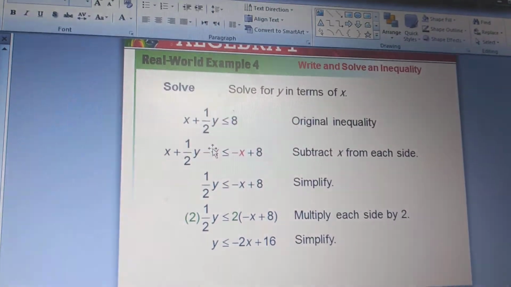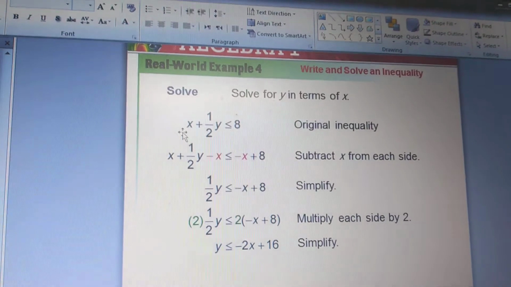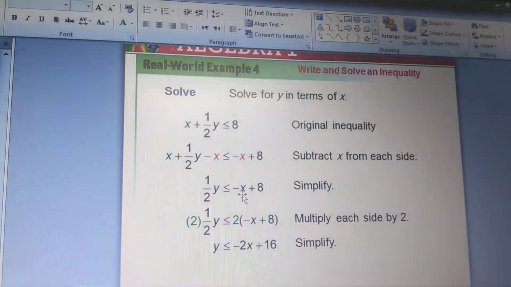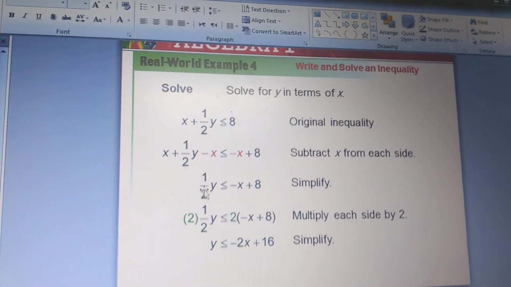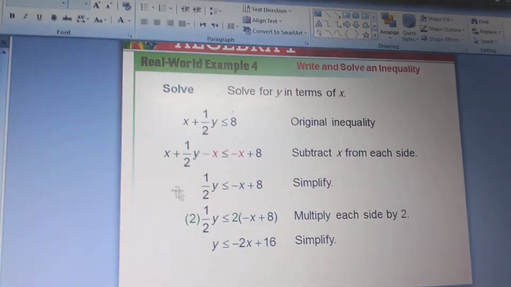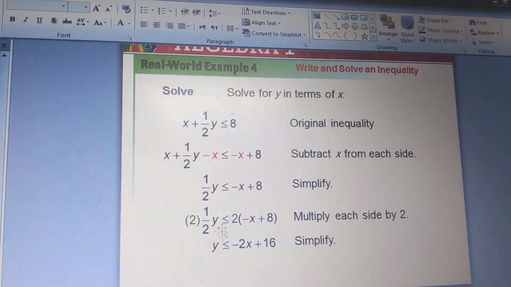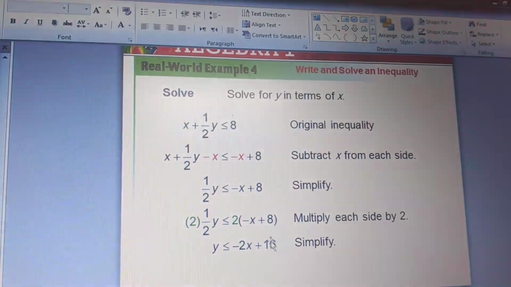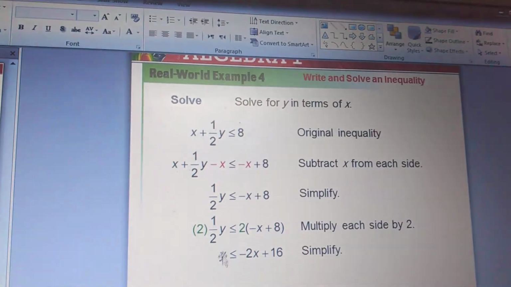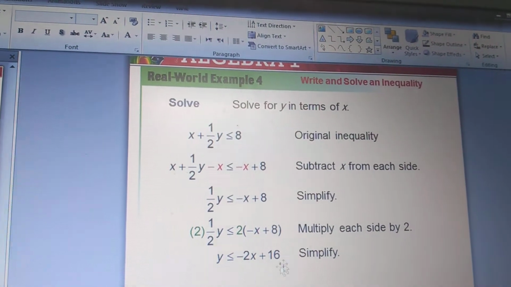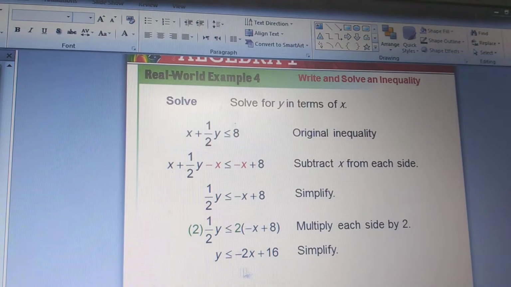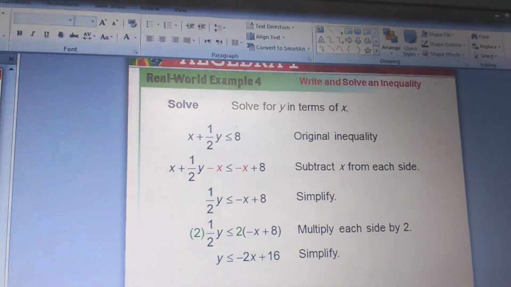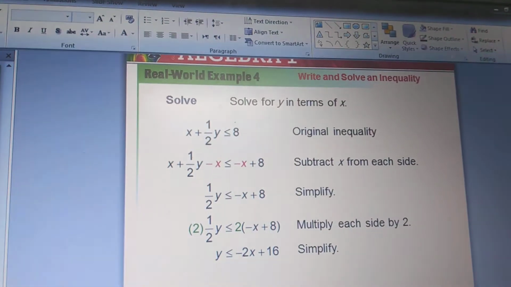How? We must make y alone. Minus x, you will get half y less or equal negative x plus 8. I get rid of the half. How? We multiply the whole inequality by 2, and you will get y less or equal negative 2x plus 16. You see? This is the new inequality after we make y alone. Then what shall I do? I must graph it.